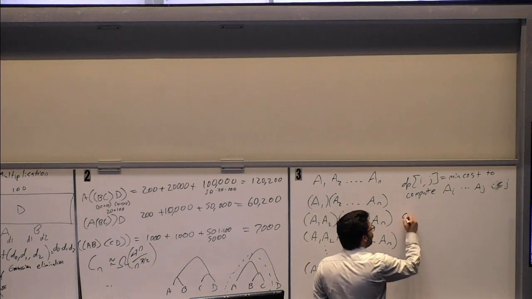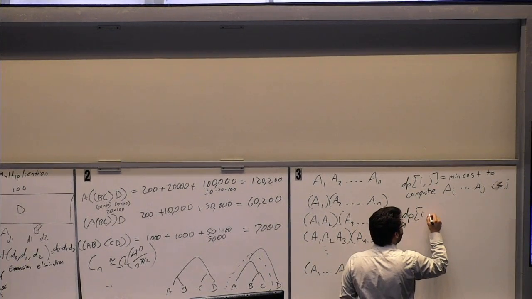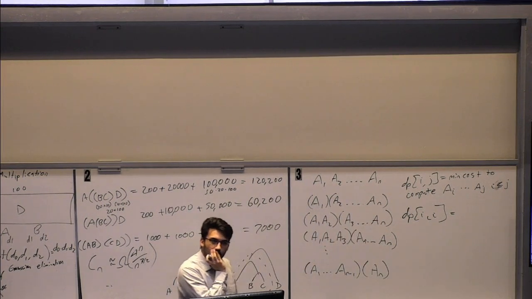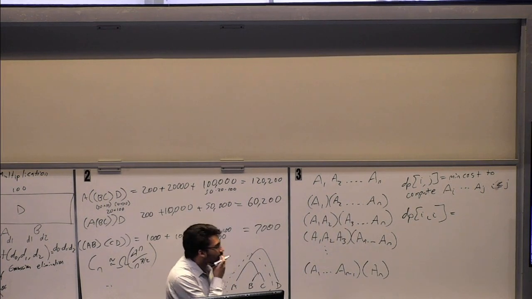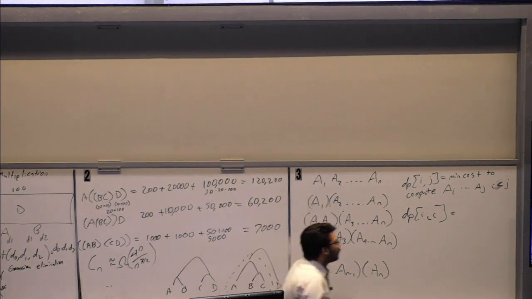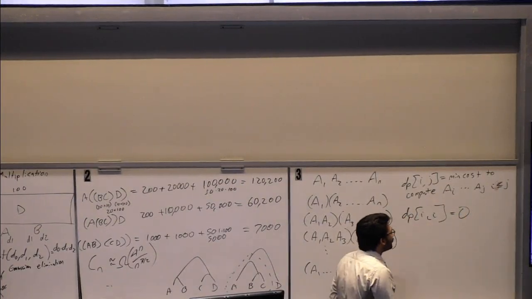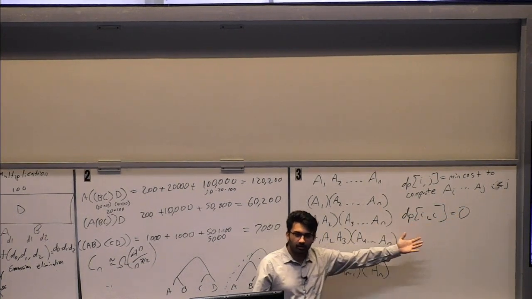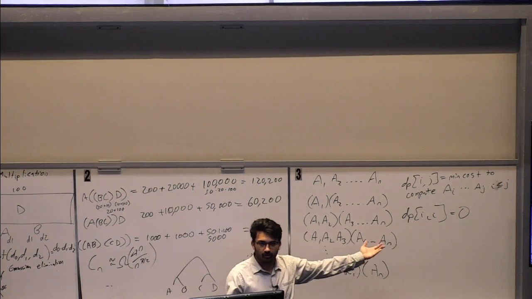What is DP of i, i? Yes, DP of i comma i is the minimum cost to compute Ai to Ai. And well, you've already computed Ai to Ai, so it's just zero, right?